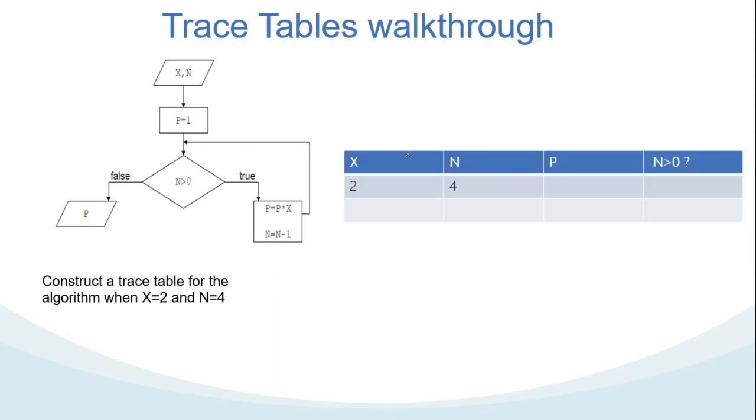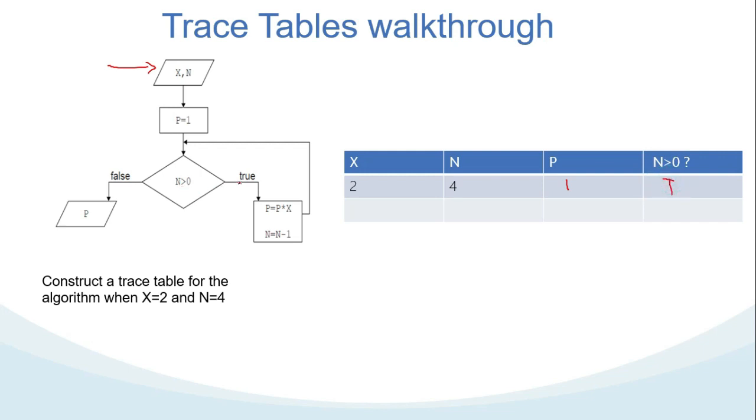Now here is the tracing table. X and N are inside, as well as P, and we have the condition. We don't have output here as the flowchart doesn't require it. So we will start reading the flowchart from here. Our X is 2. Our N is 4. Our P is 1. And then now we enter N greater than 0, which is true.